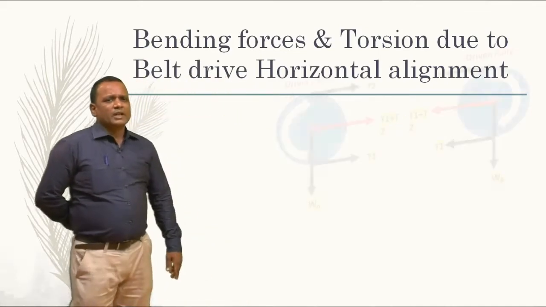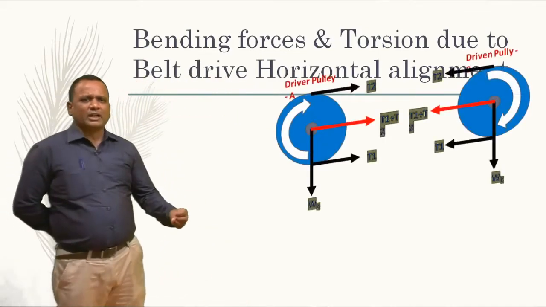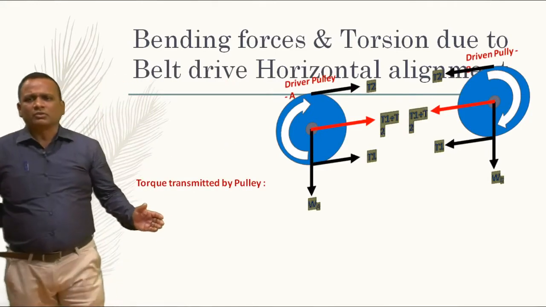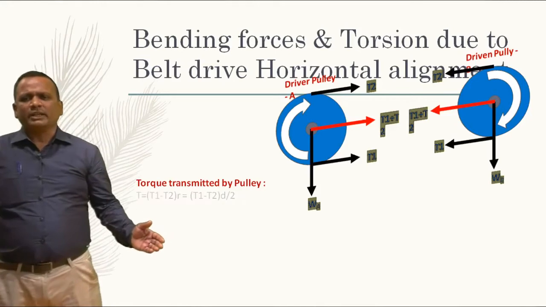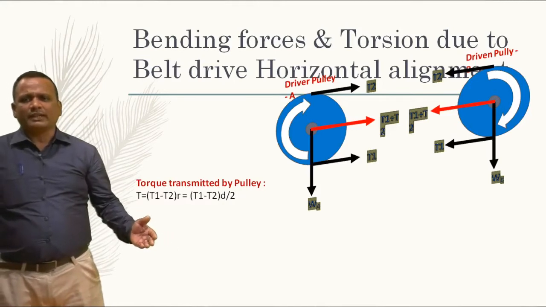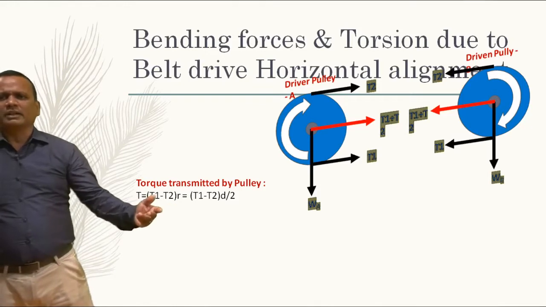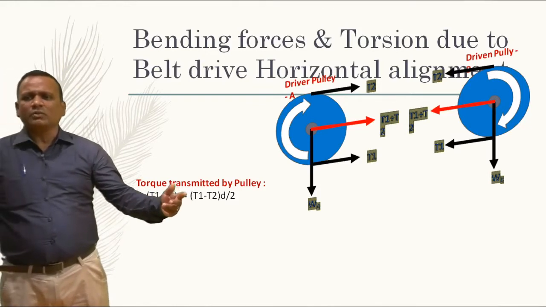Similarly, let us consider what forces we have across. One is the torque transmitted by the pulley; the general equation is T equals (T1 minus T2) into R, or even (T1 minus T2) into D by 2.